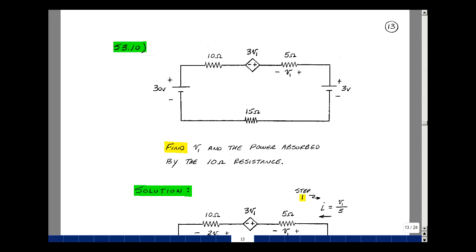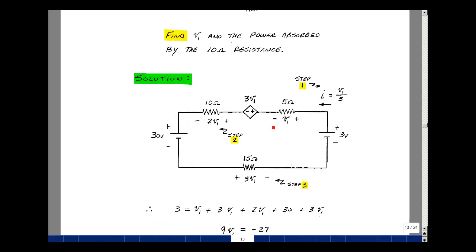So let's deal with supplemental problem 310. You can find this problem in the course ebook in the Chapter 3 Supplemental Problems on page 13. Given this circuit, which has two independent sources, a dependent source, and three resistances, can you solve for the voltage V1? And knowing that, can you solve for the power absorbed by this 10 ohm resistor?